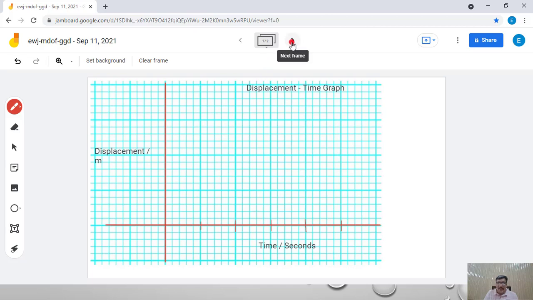So now I have to mark the points here. This is my origin, I said 0. Here I have 1 second time. Here I have 2 second time. Here I have 3 second time. Then 4 second time. And here I have 5 seconds time. You can take more range as well if you need.